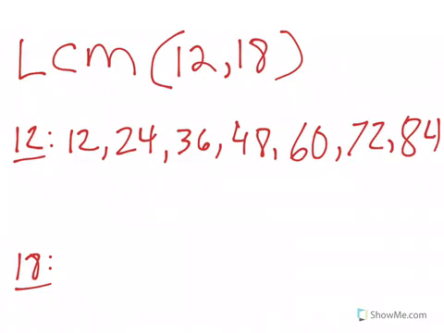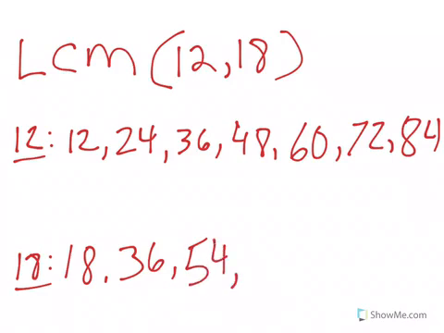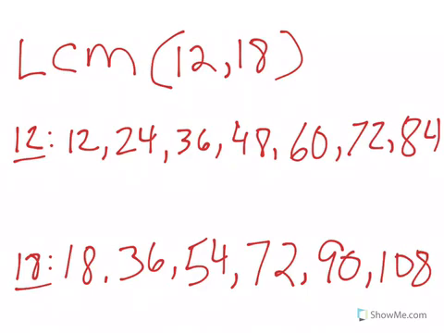Let's go look at multiples of 18. 18 times 1 is 18. 18 times 2 is 36. 18 times 3, 54. 18 times 4, 72. 18 times 5, 90. 18 times 6, 108. Let's go ahead and do 18 times 7. We'll just put it down here as 126. Okay, so we'll stop there. We've got plenty of numbers to look at and play with.